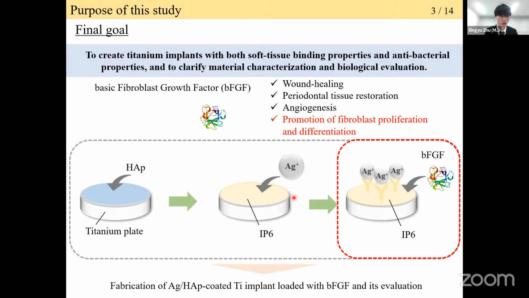And to improve soft tissue connectivity, this study focused on basic fibroblast growth factor. It is a growth factor that promotes wound healing, tissue repair, and angiogenesis. It also promotes the proliferation and differentiation of fibroblasts, which play an important role in the bonding of implants and soft tissue. By loading bFGF on the surface of HAP-coated titanium prepared based on our previous study, we will prepare bFGF-loaded HAP-coated titanium and conduct its material evaluation.